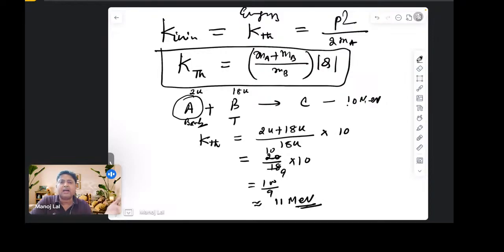then we say it is an exoergic reaction. और जहाँ पे एनर्जी चाहिए होता है रिएक्शन को पॉसिबल करने के लिए, तो वहां पे हम थ्रेशोल्ड एनर्जी निकालते हैं, और उसकी वैल्यू क्या होती है, the mass of the bombardment particle plus mass of the target divided by the mass of the target into the Q value of the reaction is the threshold kinetic energy required to make such a reaction possible.